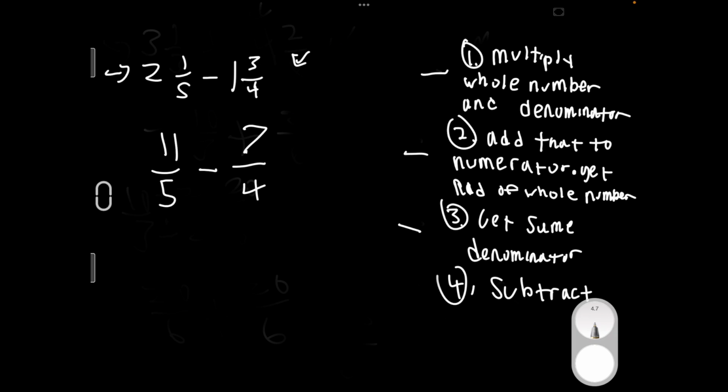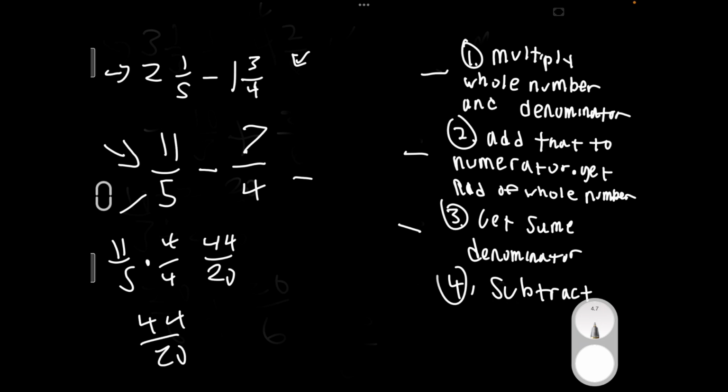Since the denominators here are 5 and 4, the lowest multiple that they have in common would be 20. So we want to make the 5 and 4 both into 20s. To do that, we would have to multiply the first fraction, the one with the 5, by 4, because 4 times 5 is 20. So 11 times 4, that's going to be 44 over 20. Let's write that down here: 44 over 20.